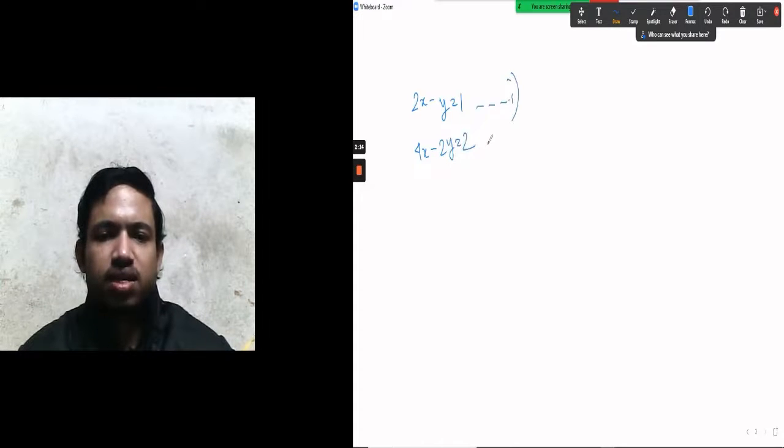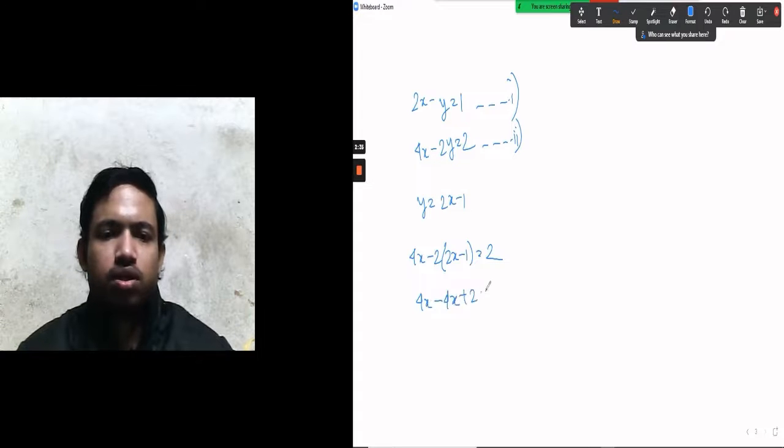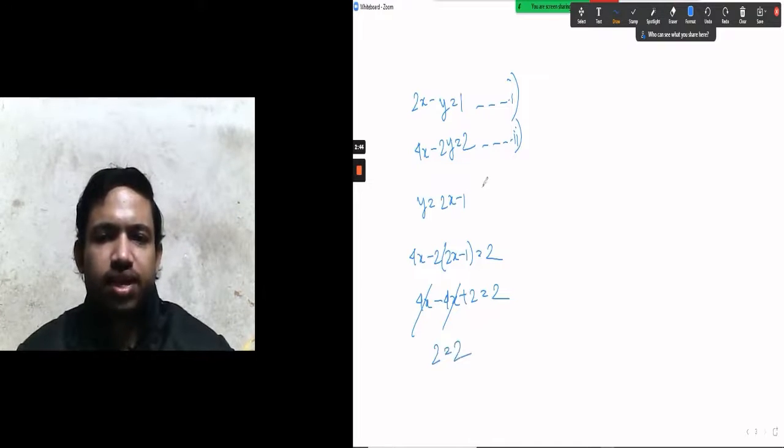Solve this similarly by the algebraic method at first. By substituting y equals 2x minus 1 from equation 1 into equation 2, we get 4x minus 2 into (2x minus 1) equals 2, so 4x minus 4x plus 2 equals 2. Here 4x gets cancelled and we are left with 2 equals 2, which is true for all values of x. Therefore, we get corresponding infinite values of y. So, it results that we get infinite solutions here.